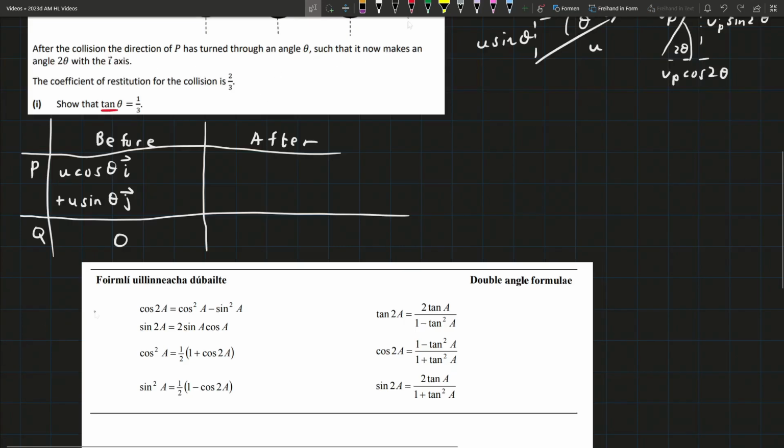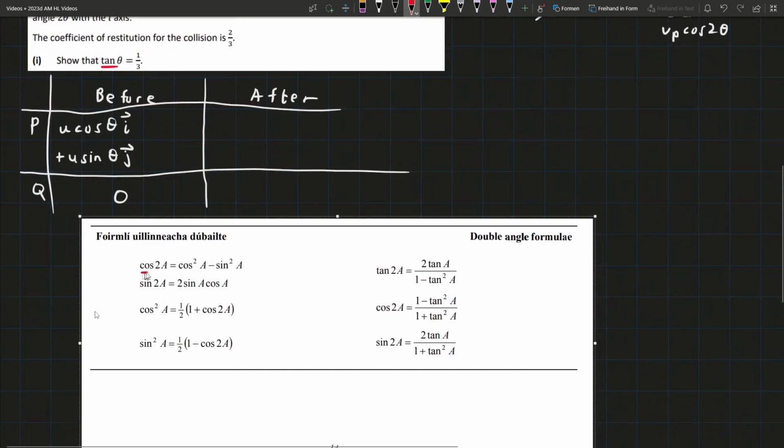On page 14 of the formulae and tables booklet, you can see we have cos 2A is equal to this and sin 2A equals this. You could do this further on, but the thing is it kind of gets messy and then you have to change them.